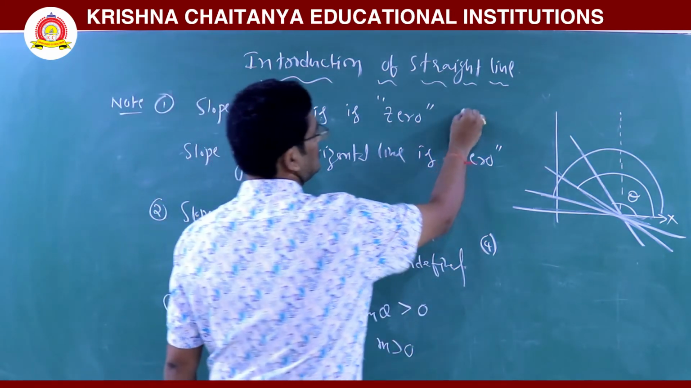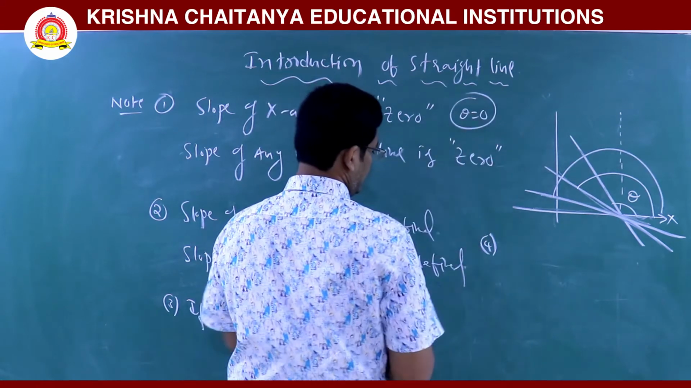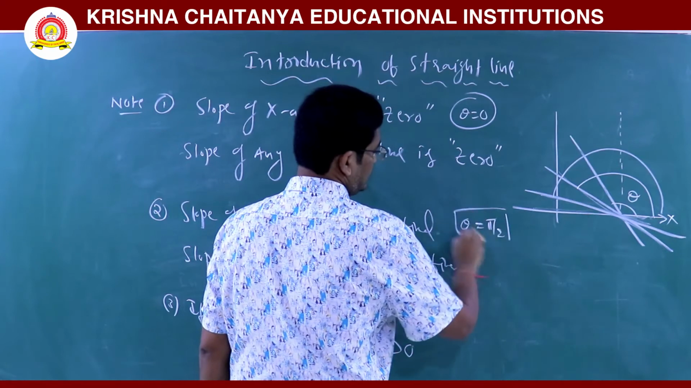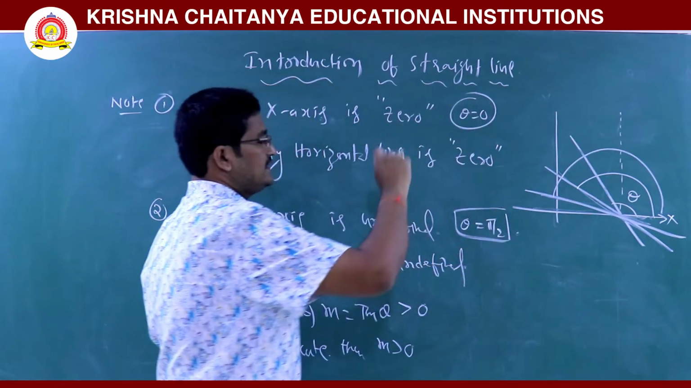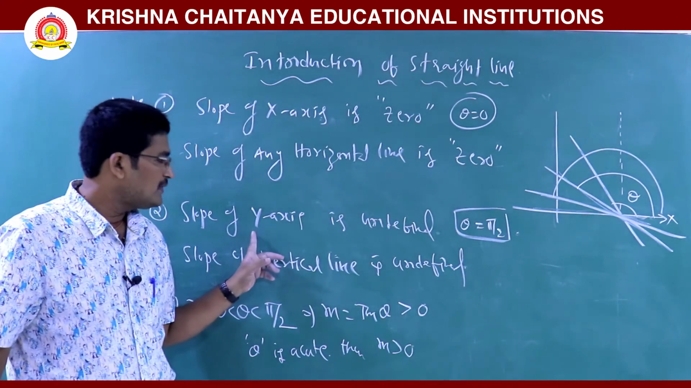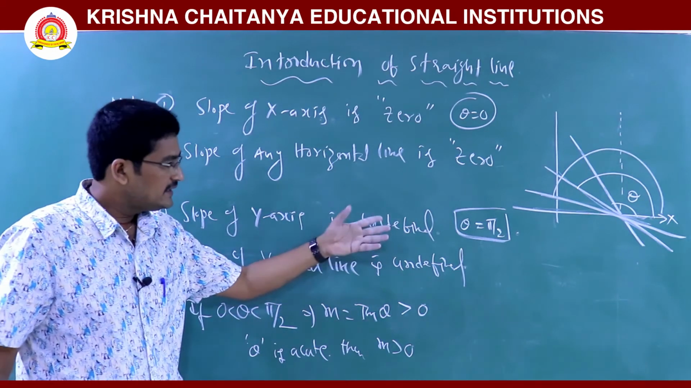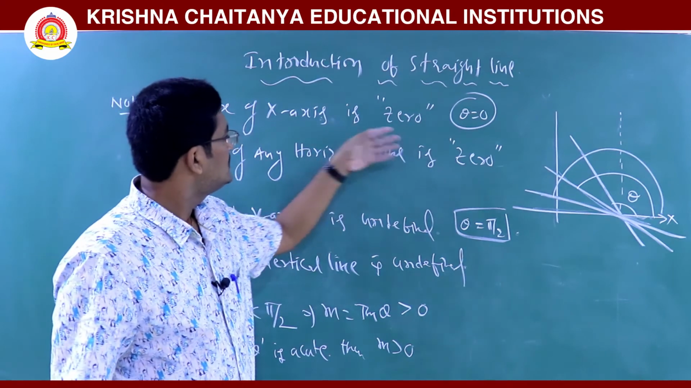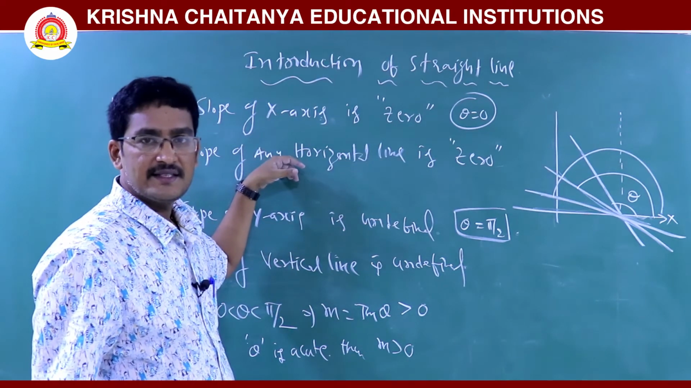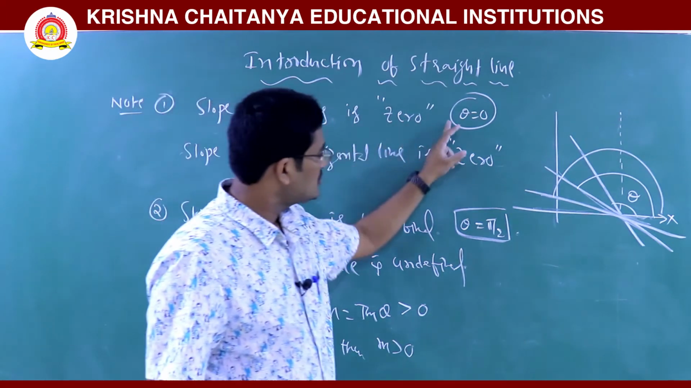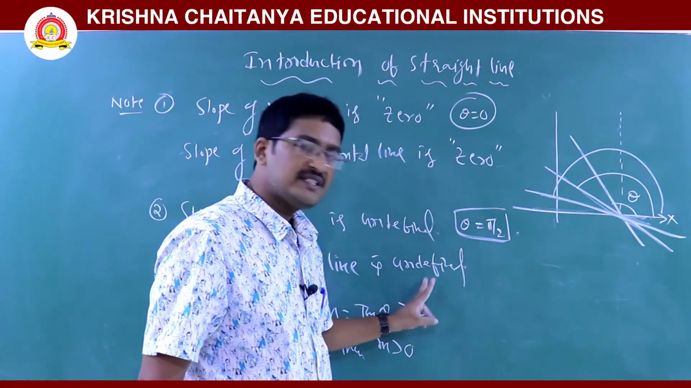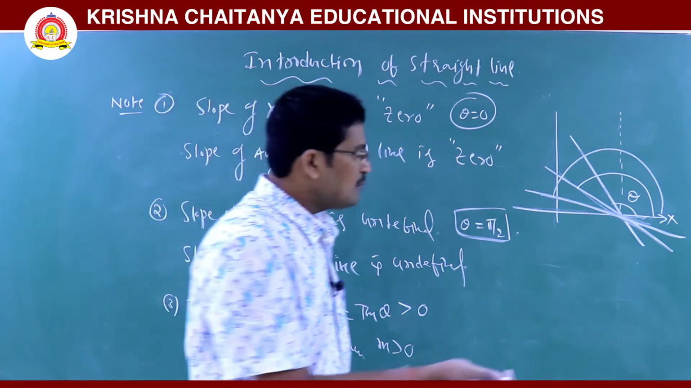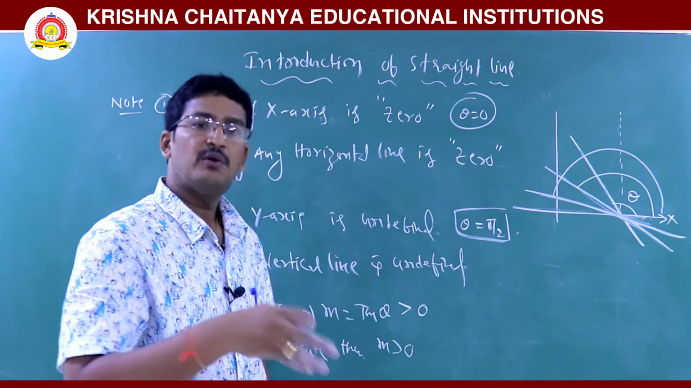Here theta equals 0. Here theta equals 90. If theta is equal to 0, the slope of the line is 0. If theta is equal to 90, the slope of the line is undefined. If theta is 90, then the line is the y-axis or parallel to the y-axis. If theta is 0, then the line is the x-axis or parallel to the x-axis. If theta lies between 0 and 90, the slope is positive. If theta is more than 90, below 180.